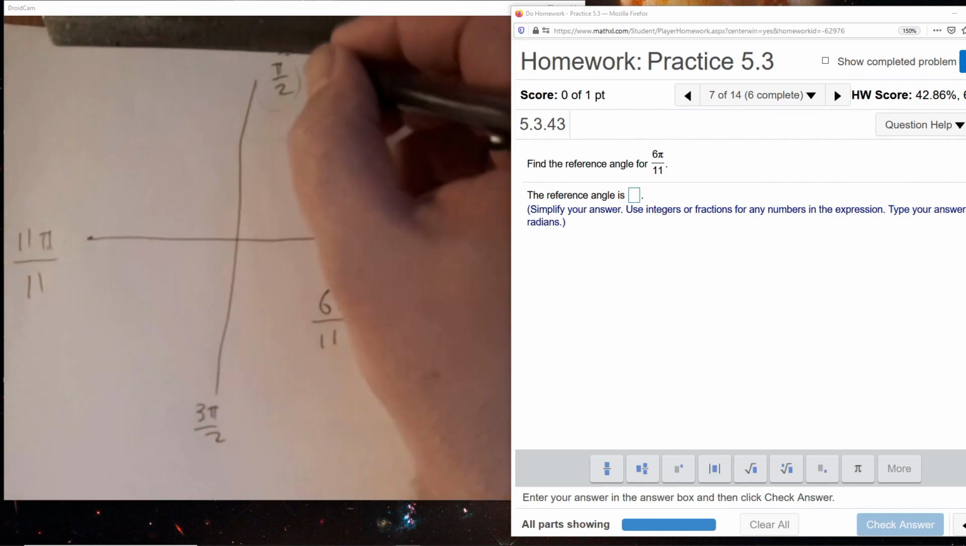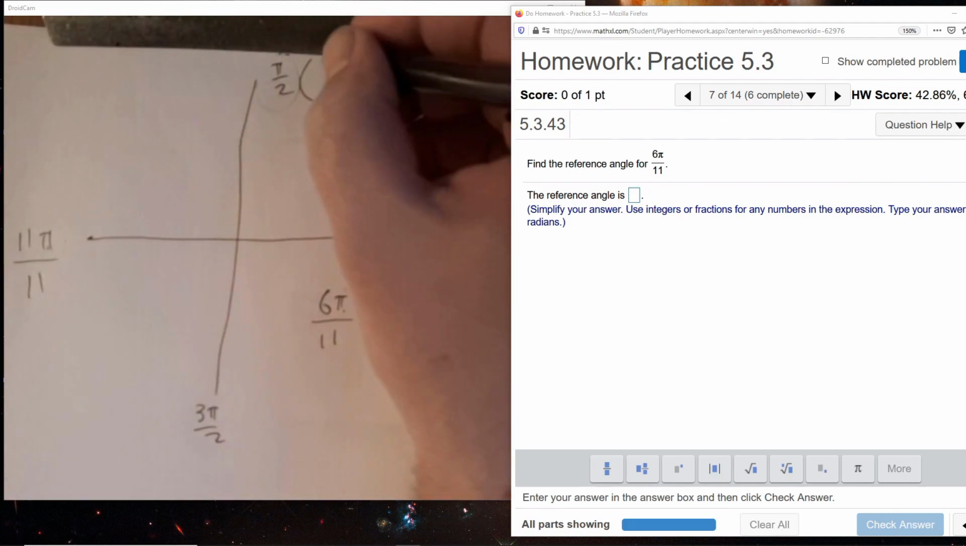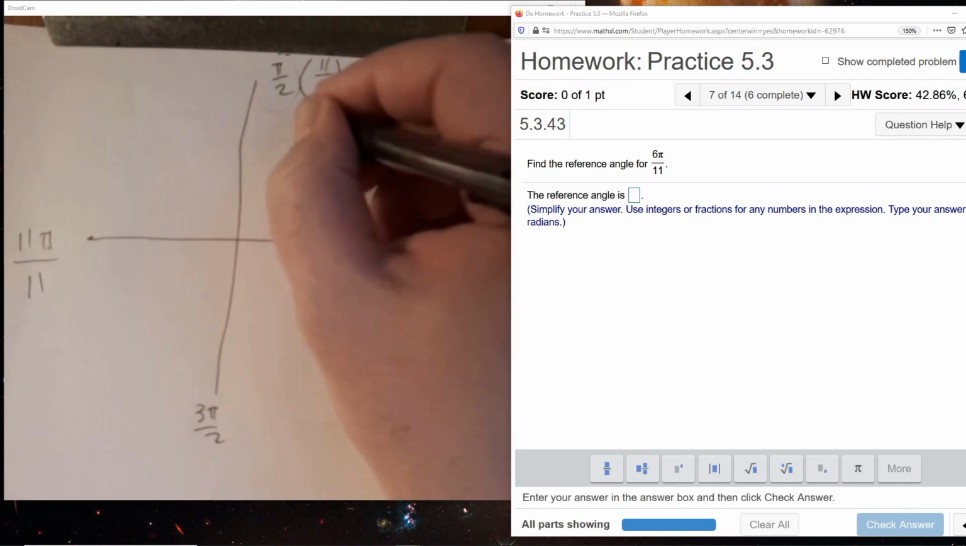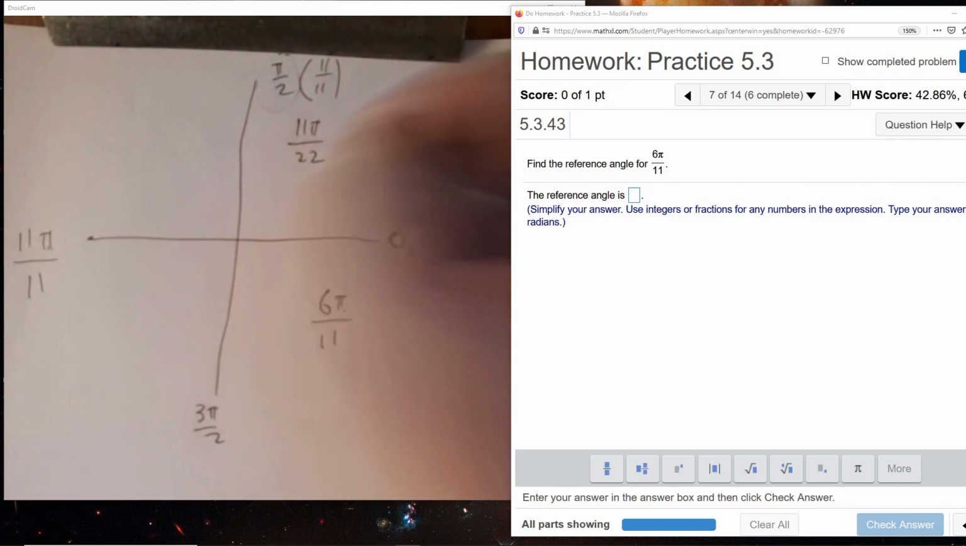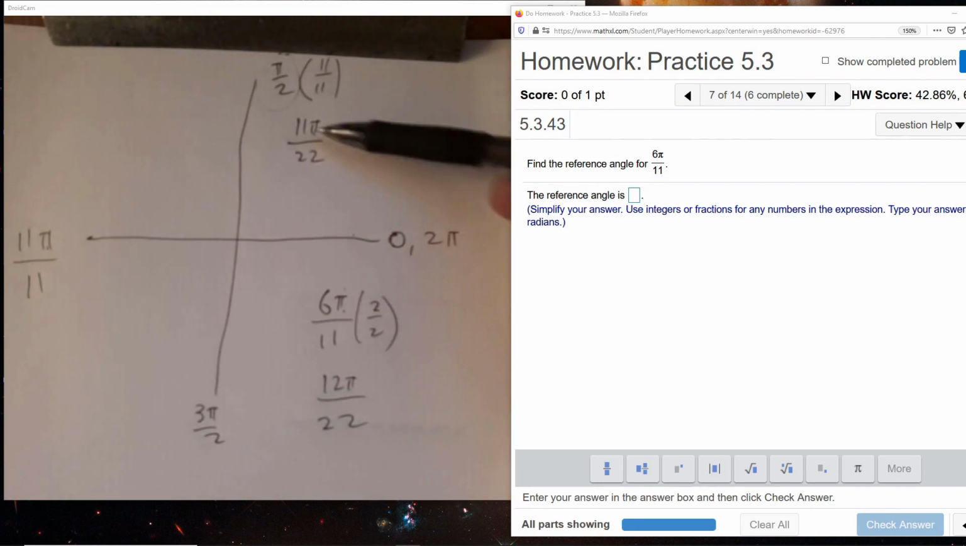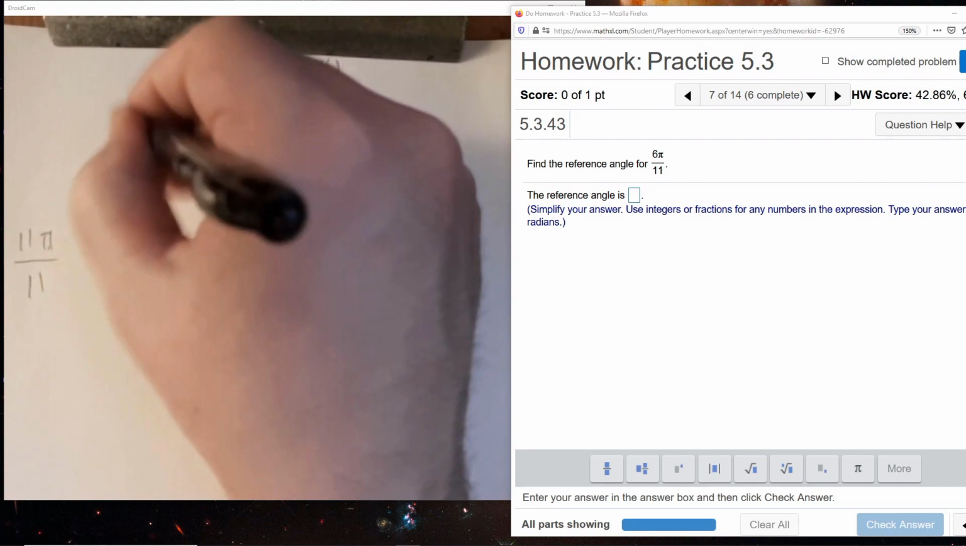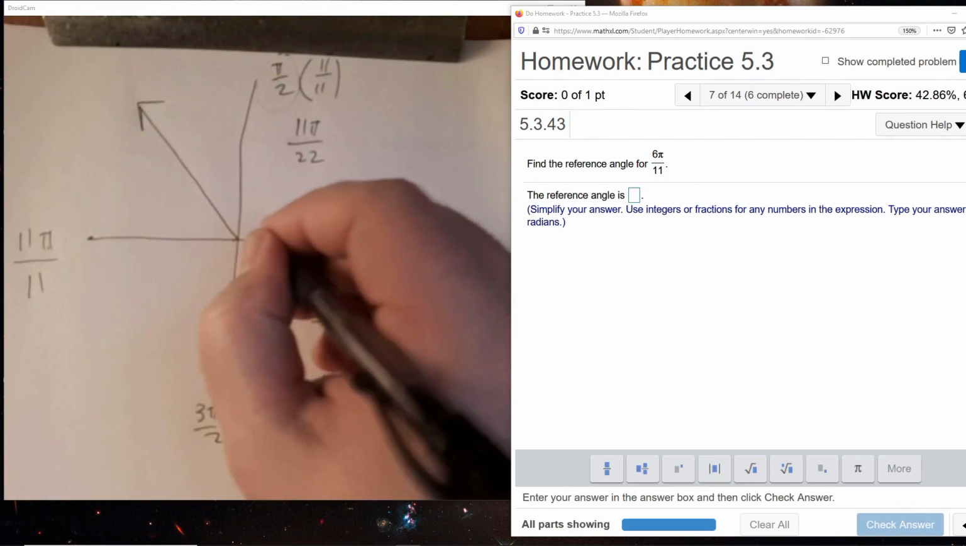So to get a common denominator between pi over 2 and 6 pi over 11, we'll have to multiply this by 11 over 11, and this by 2 over 2. And so we can see 12 pi is larger than 11 pi, which means this angle is in quadrant 2.